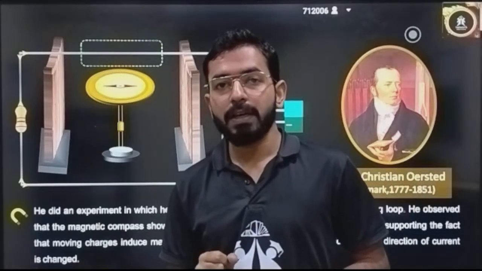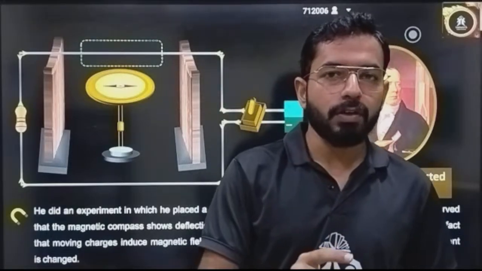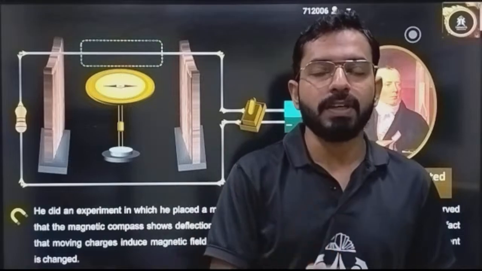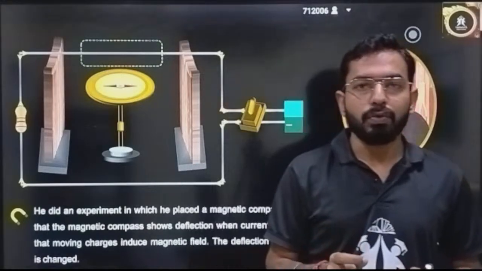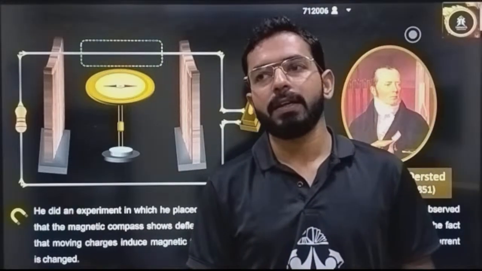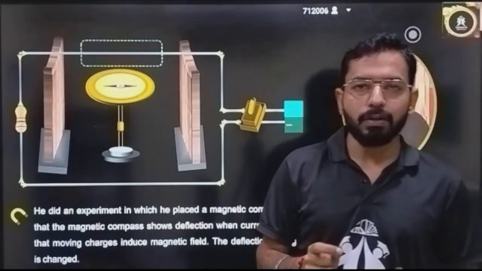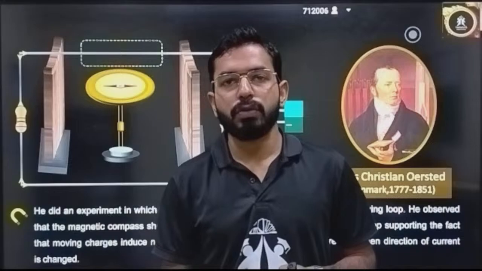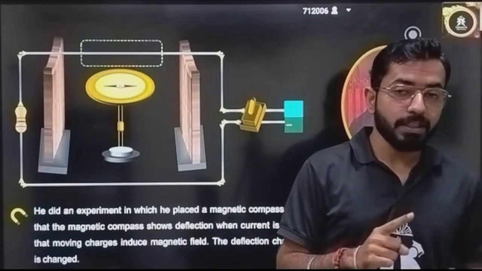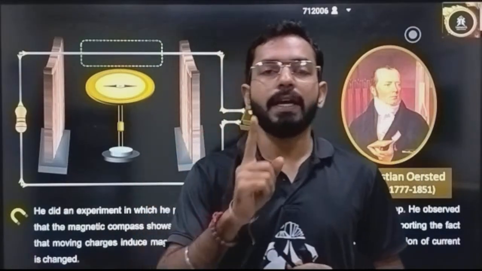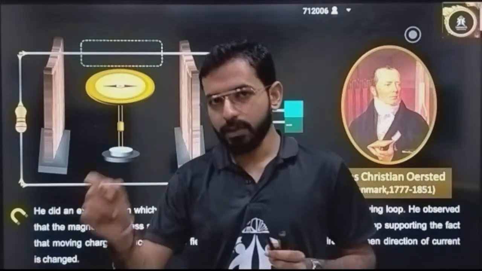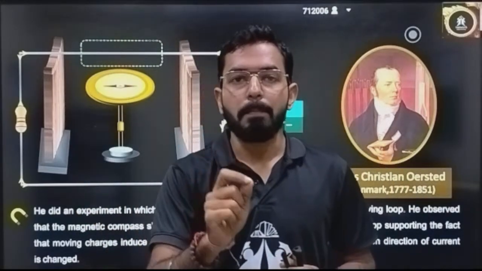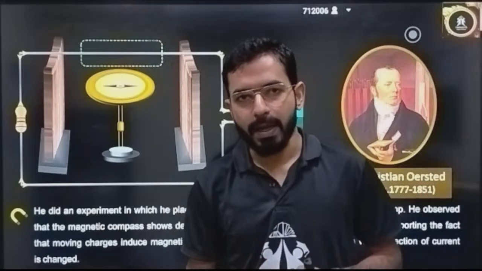That means he confirmed that due to the flow of electrons, current is generated, and due to the flow of current, some magnetic field is also generated around the loop. I told you in the first lecture of electrostatics as well, that when the electrons are at rest, we study electrostatics. When the electrons are moving with a constant velocity, we study complete magnetism. So this was the base of magnetism.